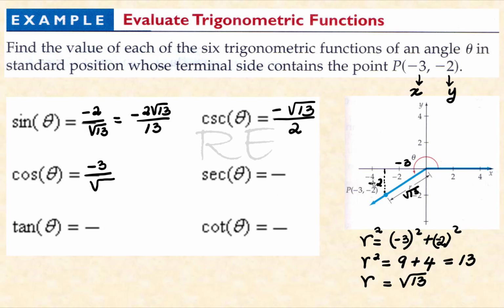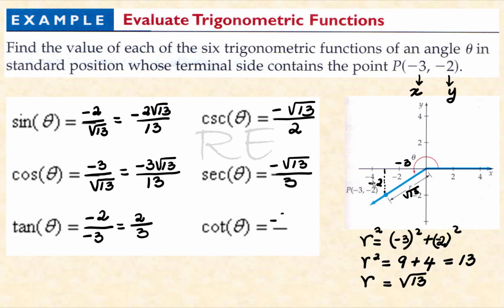Cosine is adjacent over hypotenuse, -3 over square root of 13. When we rationalize, we'll have -3 square root of 13 over 13. Take the reciprocal, and we'll get secant theta, -square root of 13 over 3. Tangent will be sine over cosine, so it's -2 over -3, which is positive 2/3. Cotangent will be the reciprocal, which is 3 over 2.